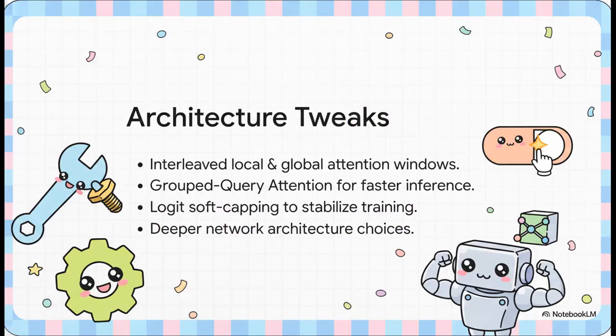They also layered in some pretty deep architectural tweaks. For instance, they interleave a local sliding window of 4096 tokens with global attention. This totally optimizes how the context is processed. Add in grouped query attention for speed and logit soft capping to keep the math stable during training, and, well, these hyper-optimized choices are exactly why a tiny 2.3 billion parameter model can now pull off tasks that used to require a massive cloud server.